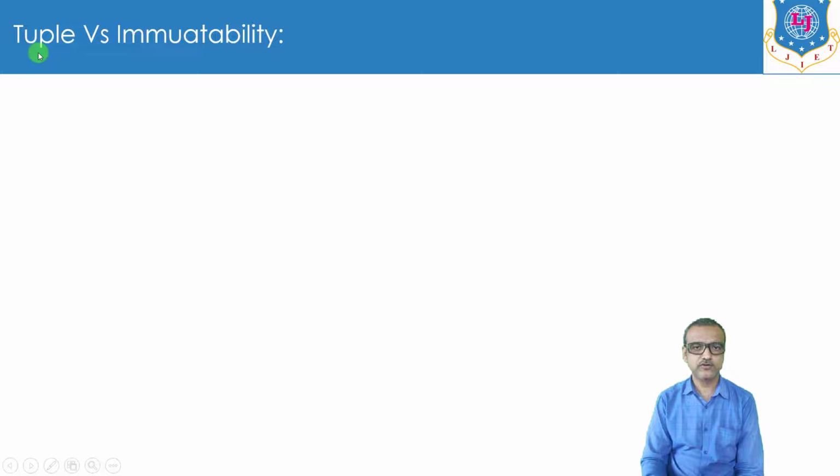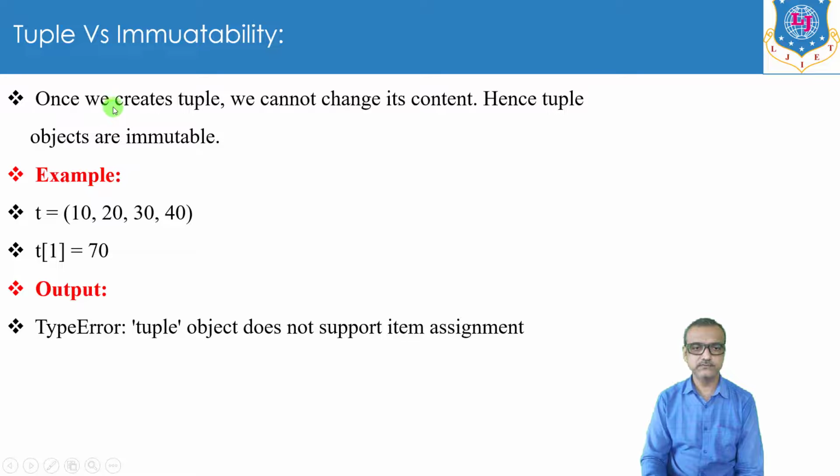Now we will see this topic, that is tuple versus immutability. Once we create tuple, we cannot change its content. Hence tuple objects are immutable. For example, T equals to 10, 20, 30, 40, T of 1 equals to 70. We cannot assign 70 to this tuple, that is T. So what is the output in this case? That is type error. Tuple object does not support item assignment.